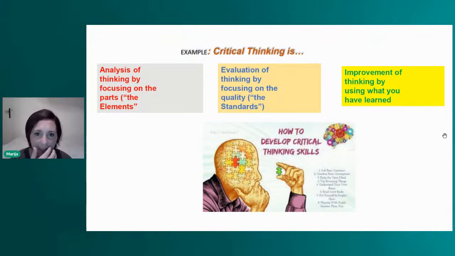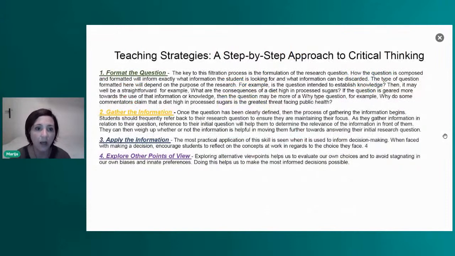Can you turn to the next slide, please? Thank you. We have more teaching strategies for improving this critical thinking. So I have here a few of them.